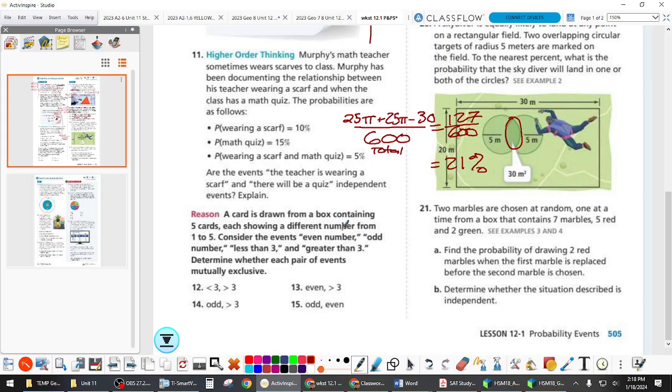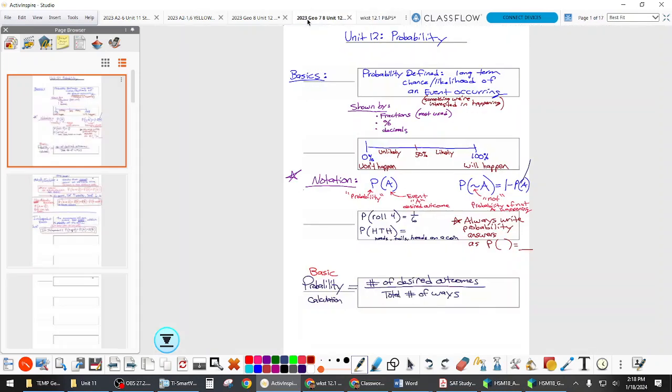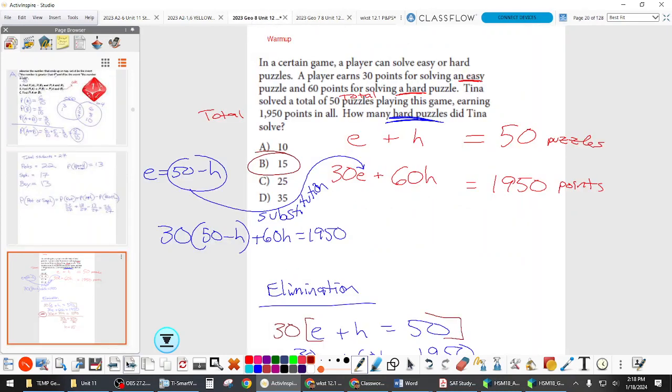I'd like to talk about this and probability for a little while, and then we'll probably have time to work on those problems. They're going to be in the packet. So, have your notes ready, and I'm going to jump over here real quick.